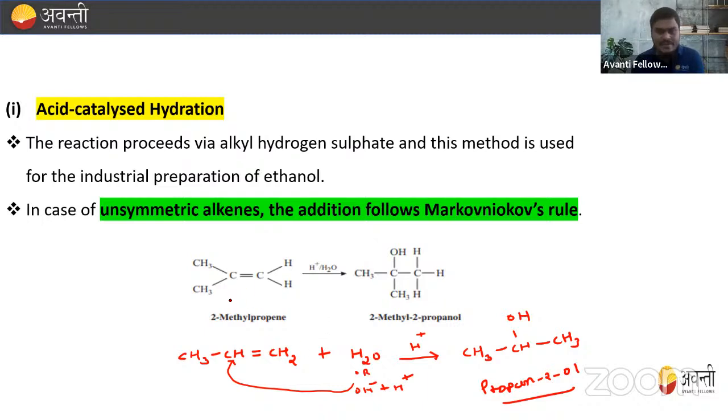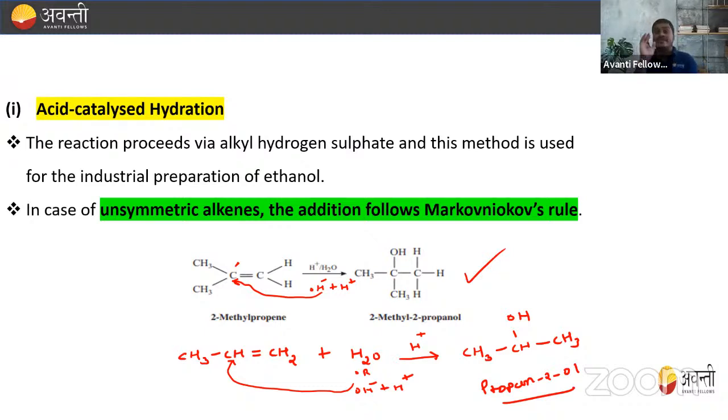In this question also, we have CH3, CH3, CH2. So according to this, H2O has one negative part and one positive part. So this negative and positive part goes to which carbon atom? This negative part goes to those carbon atom which contain the lesser number of hydrogen on the double bond. So this carbon contains two hydrogen. So this negative OH goes to this carbon atom, right? So the product becomes 2-methyl-2-propanol. So this is the simple reaction.